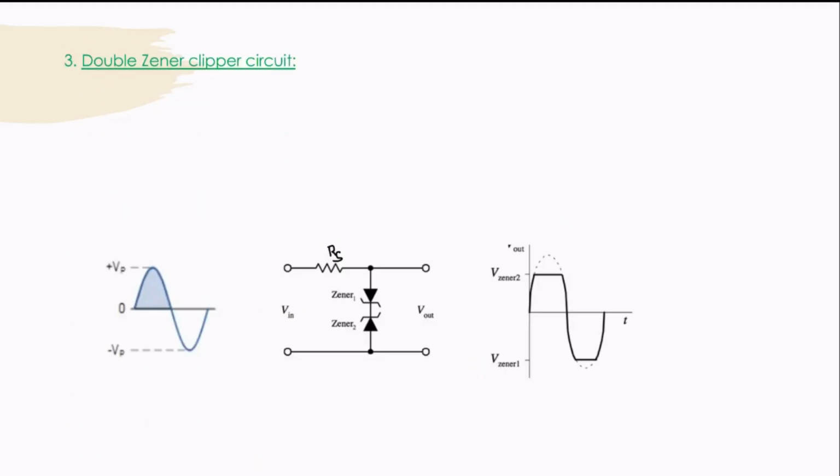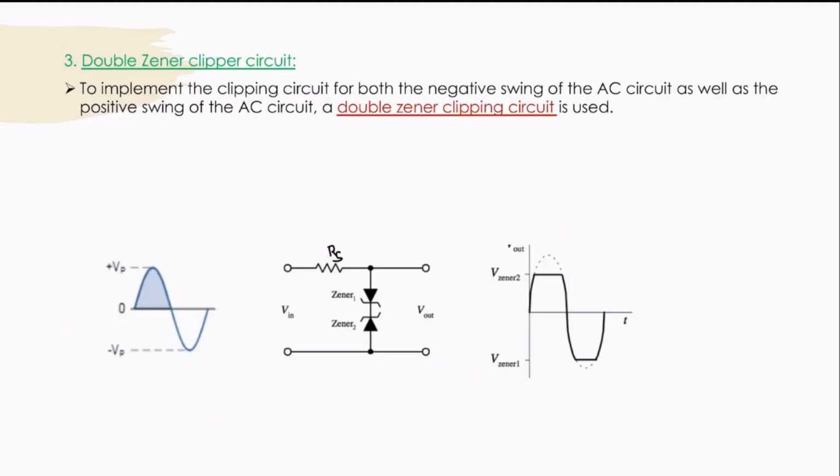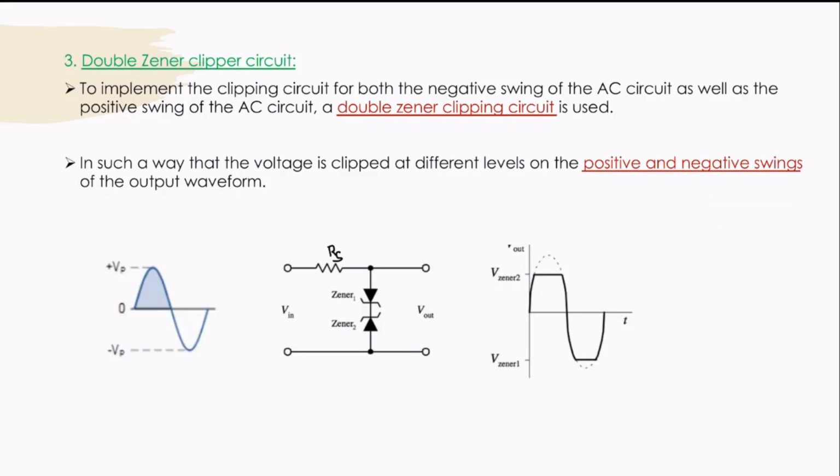And the third type is the double Zener clipper circuit. So this is the circuit which is used to implement the clipping circuit for both the negative swing of the AC circuit as well as the positive swing of the AC circuit. And that's why it is called as a double Zener clipper circuit. And in the double Zener clipper circuit, the voltage is clipped at different levels on the positive and the negative swings of the output waveform.